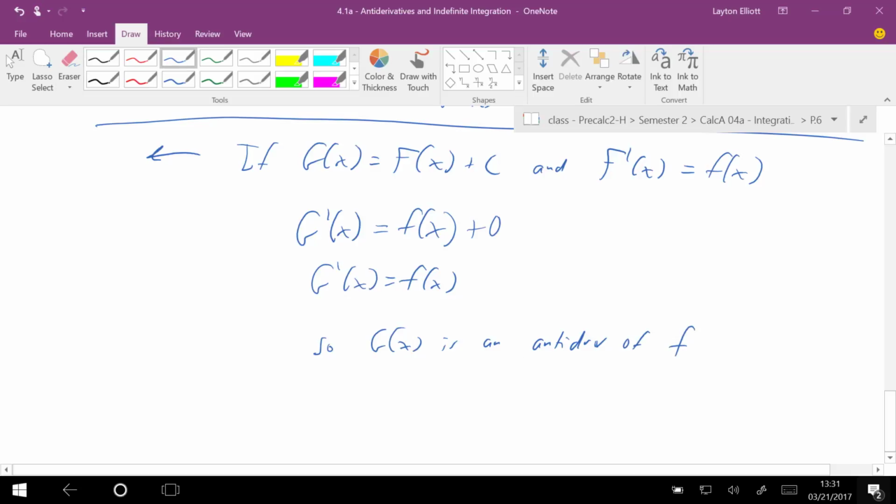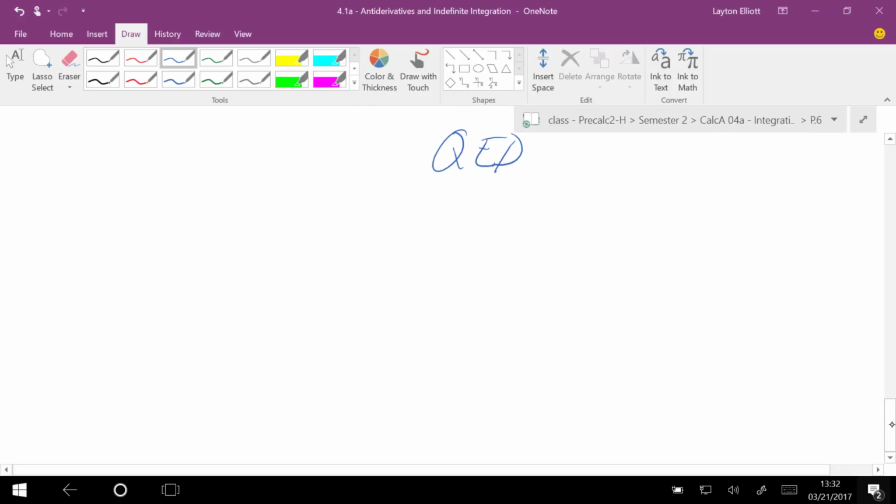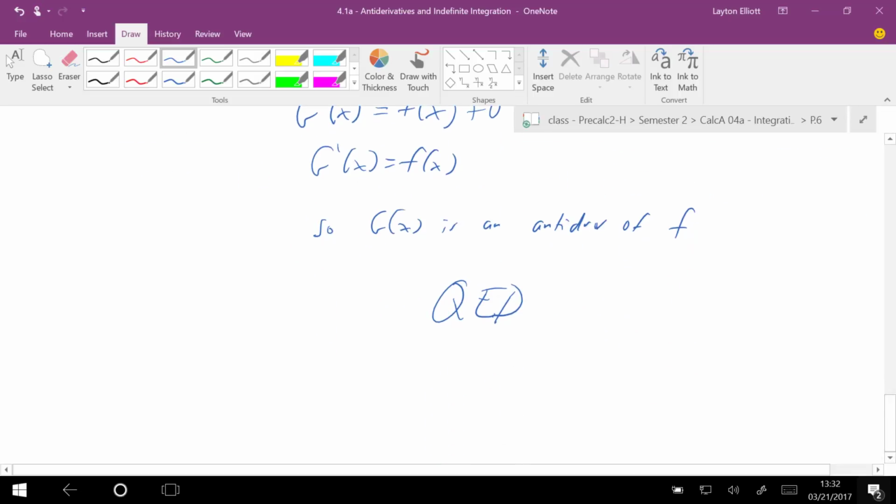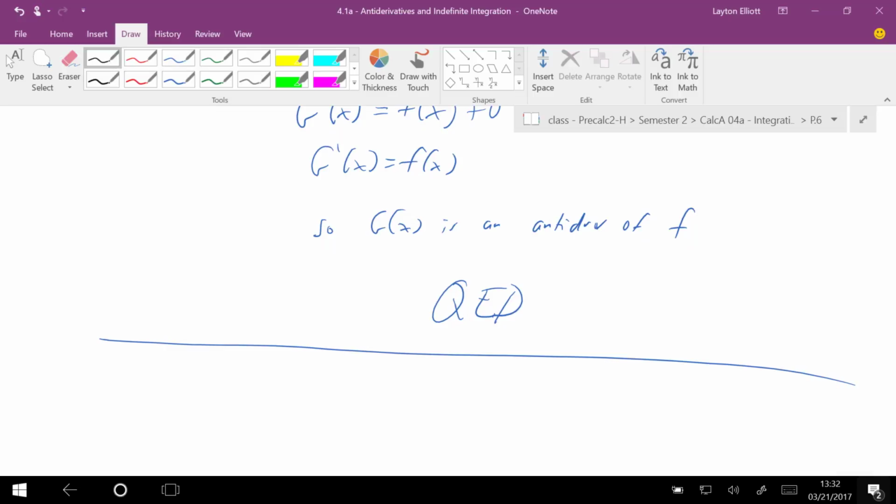Is an antiderivative. Because I proved it both ways, I can put a QED at the end, which means quod erat demonstratum, and thus it is shown, and I've proven that theorem that I just stated. The theorem's a pretty obvious one, but it's one worth noting to start to prove some things.